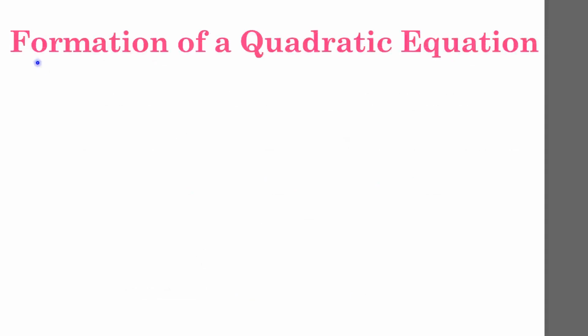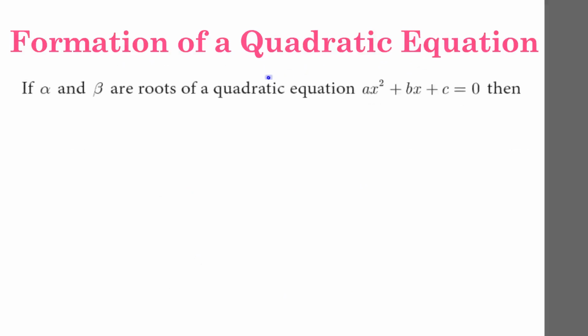Next one is formation of a quadratic equation. Now we are going to form the quadratic equation if the roots are given. See this, if alpha and beta are roots of a quadratic equation, ax square plus bx plus c equal to 0. That is, this is one quadratic equation.